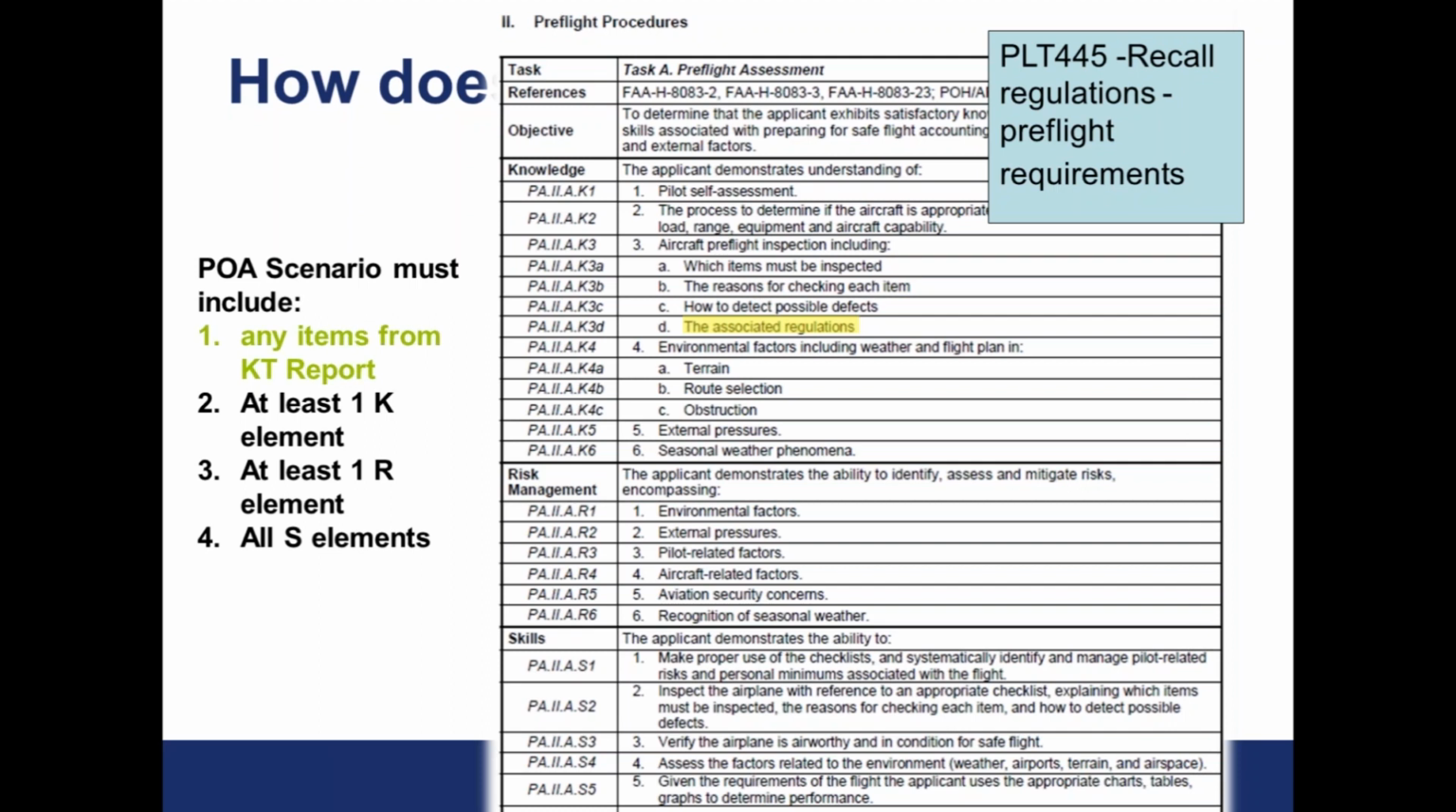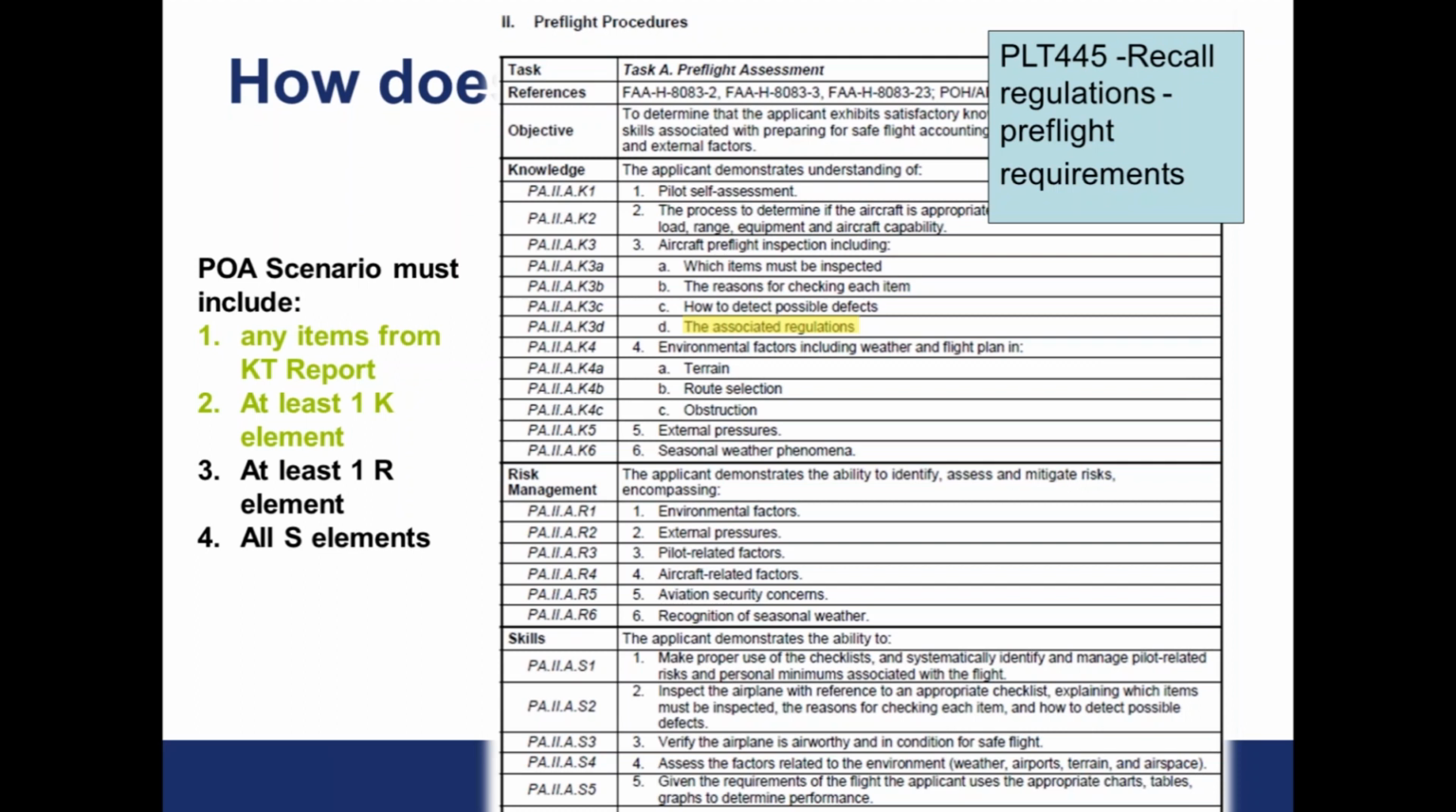The next requirement is we have to have at least one K element. So looking at that list of elements, I do already have a K element. I already selected Kilo 3 Delta because it was missed on the knowledge test report. So the good news is here, that already satisfies my 1 K element requirement because I already picked one out. So that's kind of nice. And of course, the examiner could select additional K elements if they wish to.